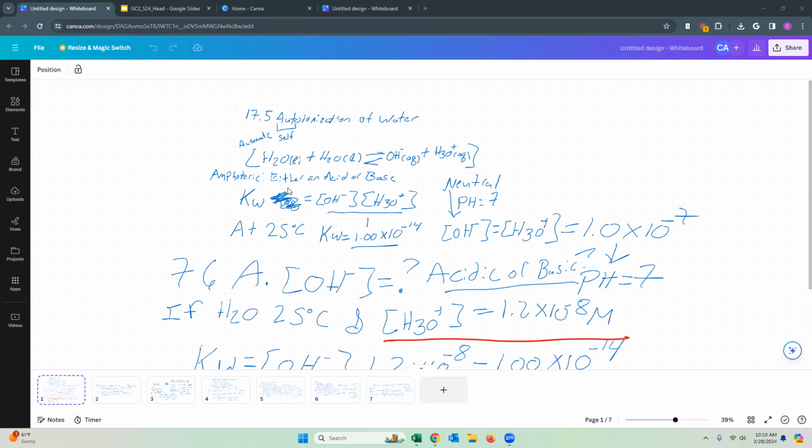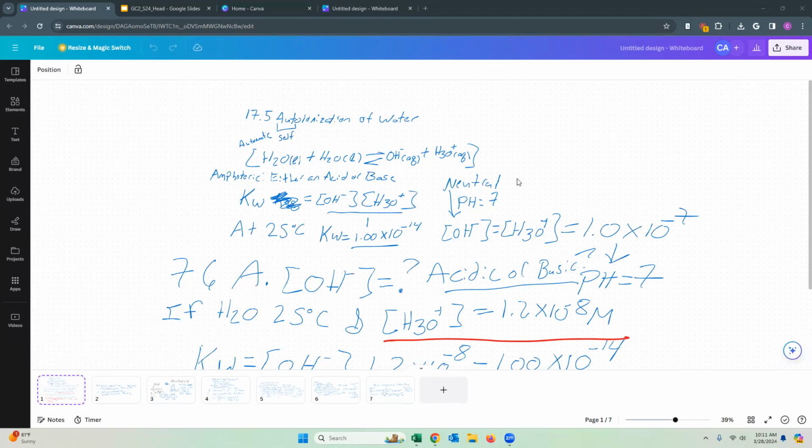We call a molecule that can act as an acid or a base amphoteric. And this has an equilibrium constant, just like every other reaction has an equilibrium constant. But this is called Kw, the water equilibrium constant. And it's simply the concentration of OH minus times H3O plus. At 25, Kw is 1.00 times 10 to the minus 14. And that's where we get a pH of 7 from, being neutral.